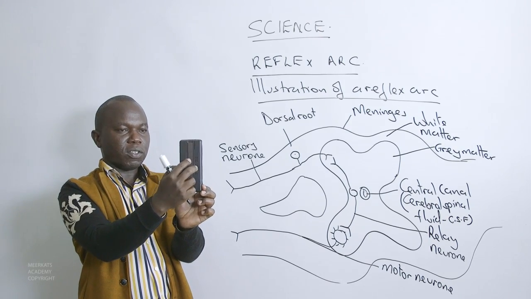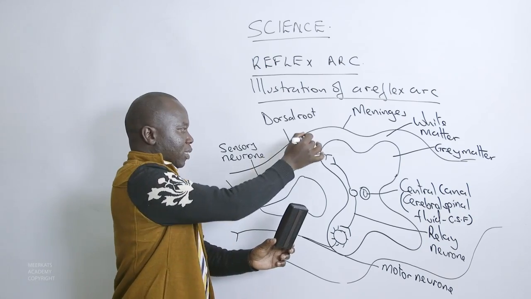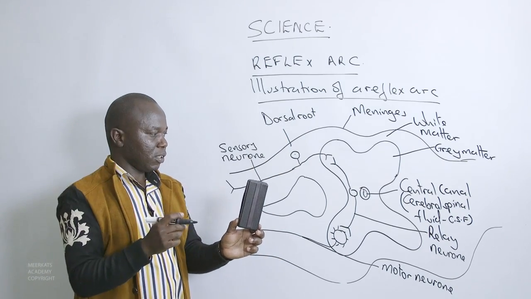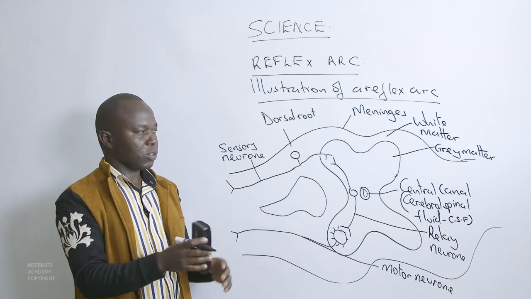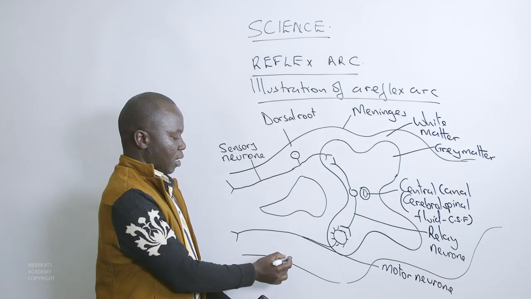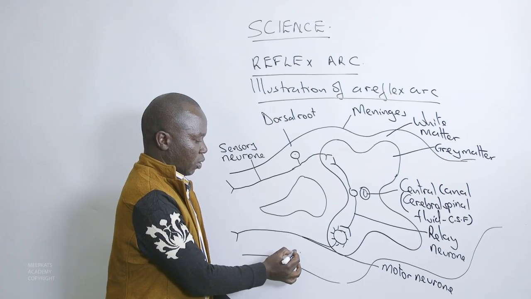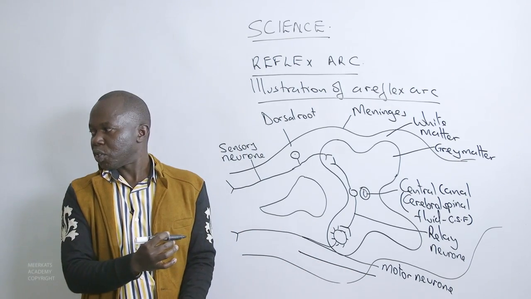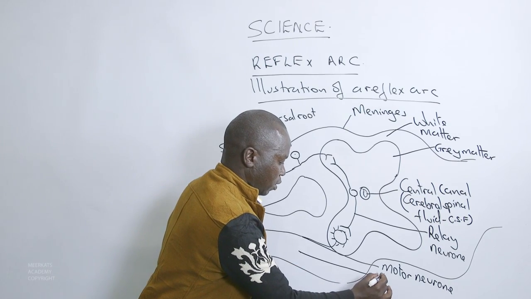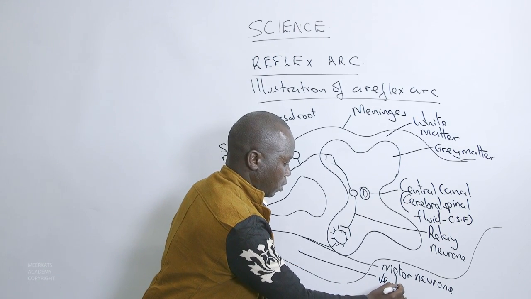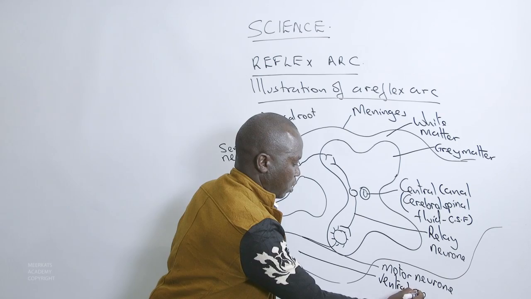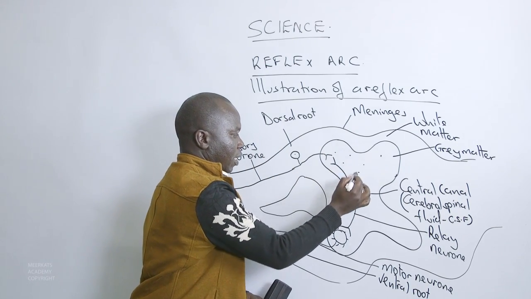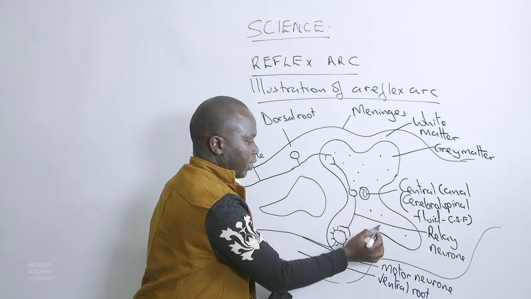Dorsal side, ventral side. So this part is the dorsal root, the back region, if we are doing dissection of the spinal cord. And then this root is called the ventral root. Now, having known this, we can now look at the reflex arc.